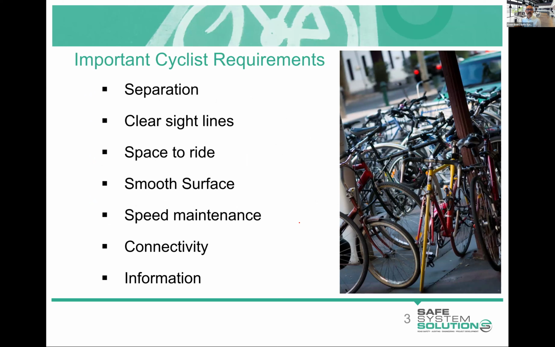At a very high level, we could think about some general safety requirements for cyclists. Ideally, we have separation. We have clear sight lines to the riders and for the riders. We have space to ride. We have a good surface, which is smooth, but still has good skid resistance. We have speed maintenance. I'll explain how that links in with safety later. That's ensuring that the riders continue to maintain a certain speed throughout. Connectivity of facilities is a big one, and information where we need information.